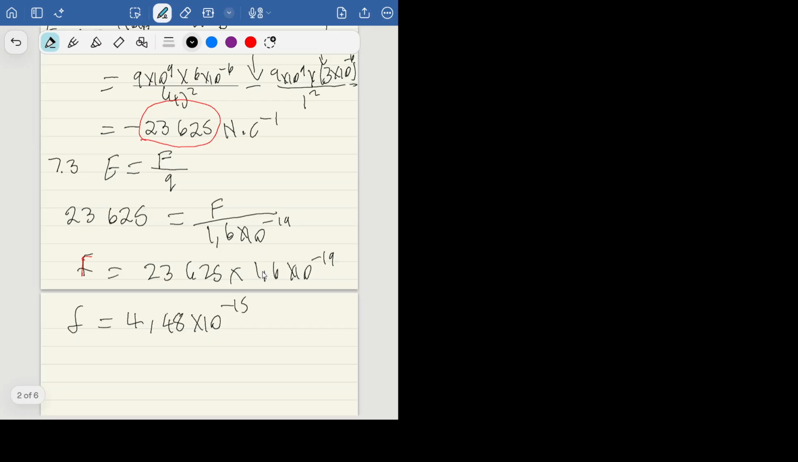23,625 times 1.6, times 10 exponent minus 19. Why is it different now? 3.78. Please do it also from your side. I got 3.78. So my first calculation was wrong. It is 3.78 times 10 to the power of minus 15. Since this is a force, it's going to be in newtons.